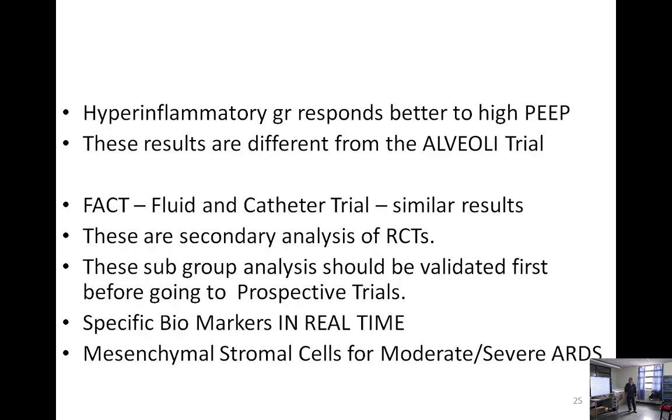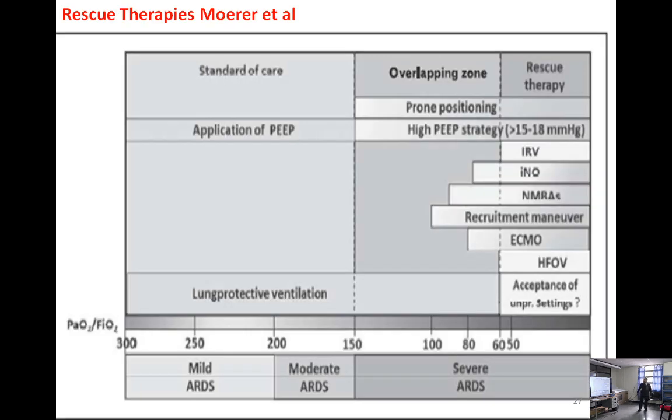Okay. So the hyperinflammatory response group will respond better to high PEEP. And you will find that the specific biomarkers, if you can get IL-6 etc., they will give you the chance to decide whether to use anti-inflammatory or not, depending on where you are standing at that point of time. So you have the benefit of IL-6, you have the benefit of procalcitonin, and you can always give high PEEP, provided hemodynamically the patient is not very bad. So you can have rescue therapies.